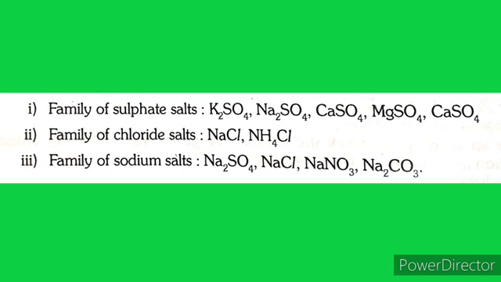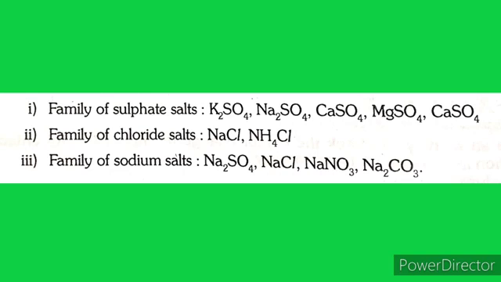These all come under the sulfate family. Next, the family of chloride salts. Sodium chloride and ammonium chloride come under the chloride salts family. The third one is the family of sodium salts: sodium sulfate, sodium chloride, sodium nitrate and sodium carbonate. Children, these all come under the family of sodium salts.